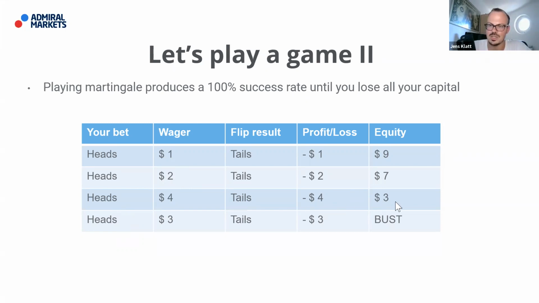And now you can already see we get a problem because we can't double down anymore because we only have $3 left. So to double down, you deposit more, one opportunity, or you say, okay, then I bet $3 and I just hope to double down again the next step, and probably try to recover my prior losses, in fact. And then what you do is you bet $3, you get tails again, and you're bust.